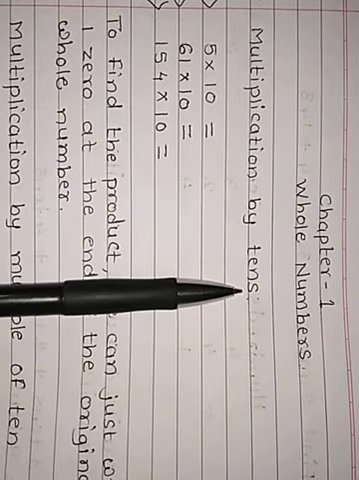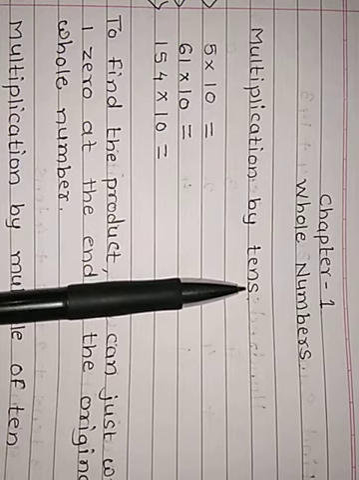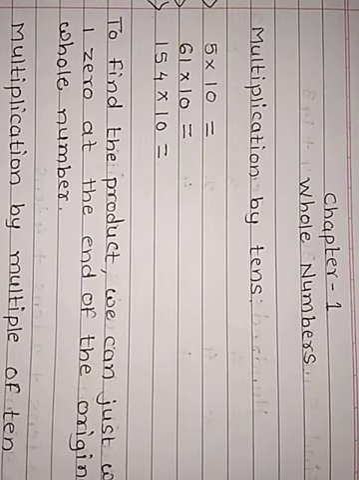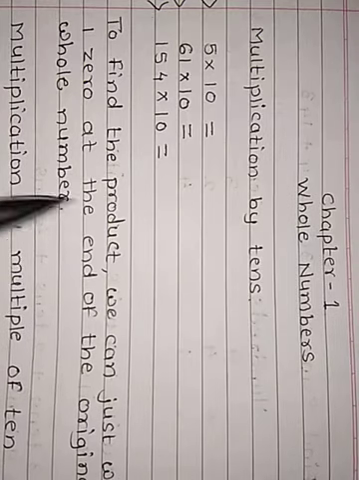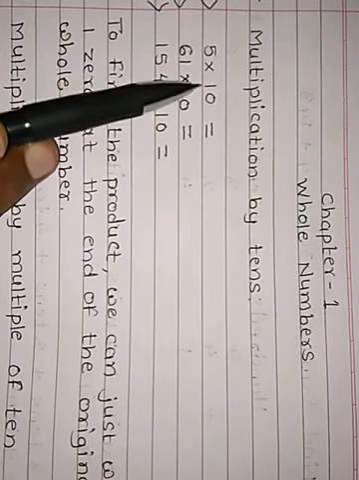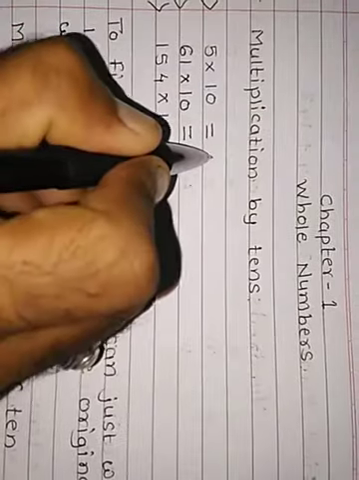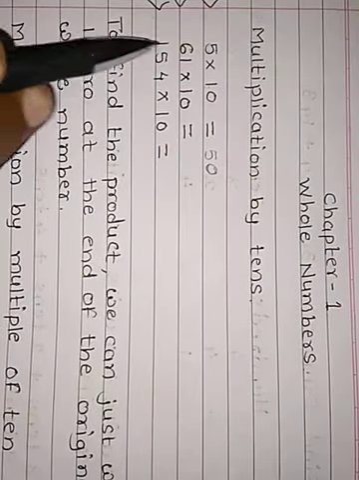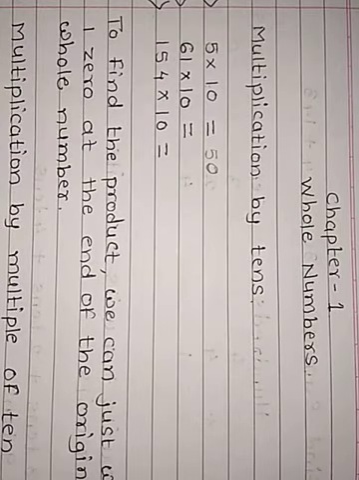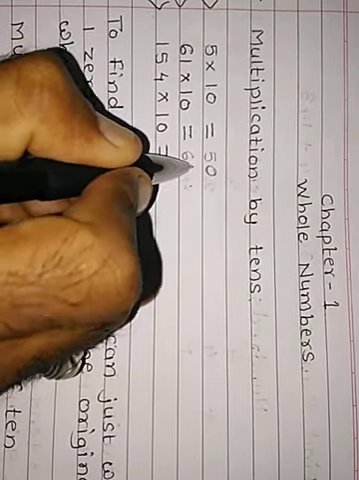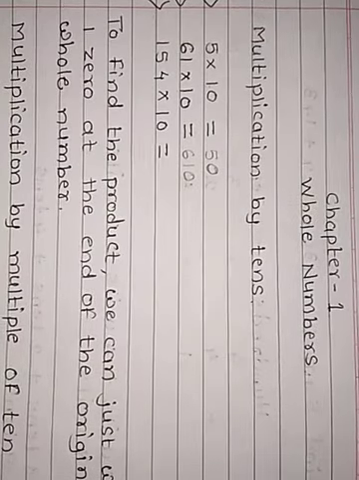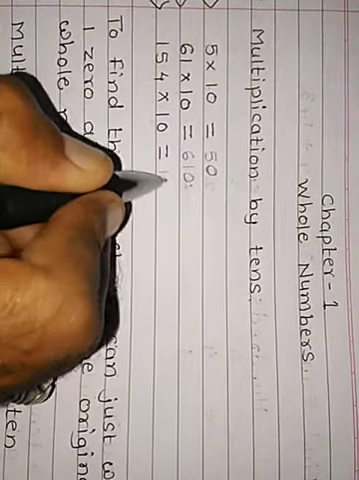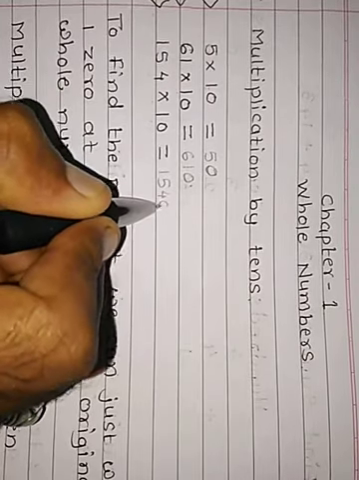Multiplication by tens. All of you are familiar with multiplication and you have learned how to multiply numbers. So see here. Tell me what is the multiplication of 5 and 10. We just write 5 and afterwards we write 0. It will be 50. Now 61 into 10. It will be 61 and we write 0. 154 multiplied by 10, which we can write as 1, 5, 4 and we write 0.